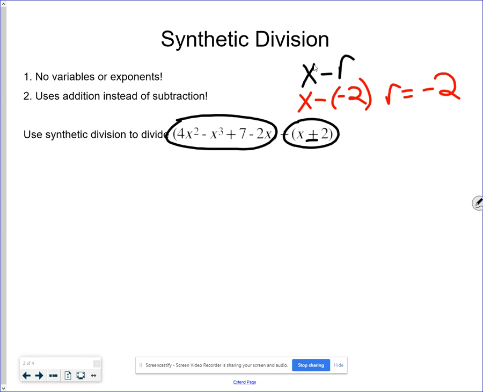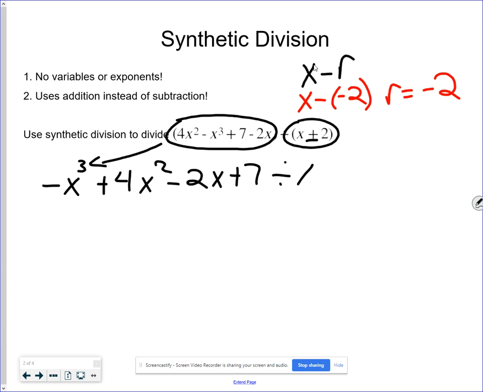If you notice, it's not in descending order. So in order to do synthetic division, we need to have our exponents in descending order, so we need them to be largest to smallest. I'm just going to go ahead and do that real quick. So this then becomes negative x cubed, because that's the largest exponent we have there, plus 4x squared minus 2x plus 7, still divided by, I'm going to rewrite this as x minus negative 2.